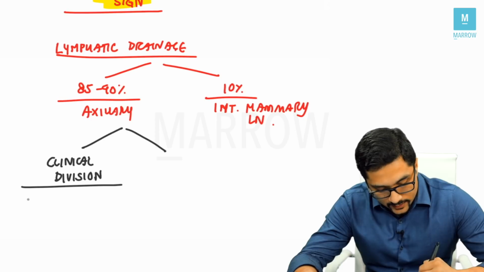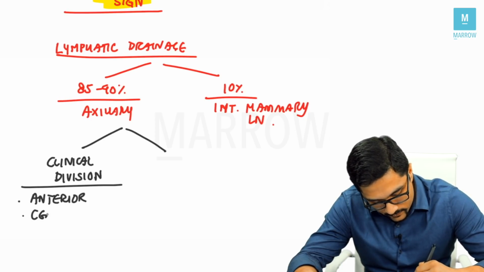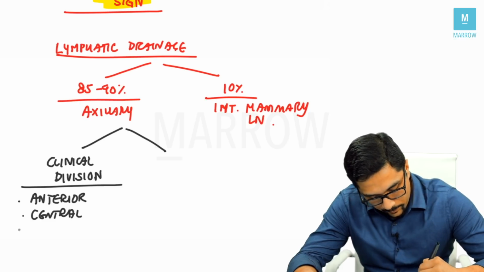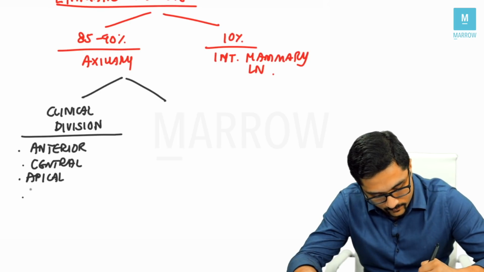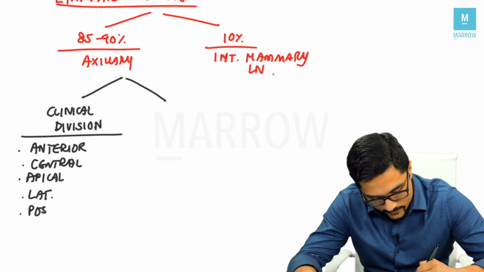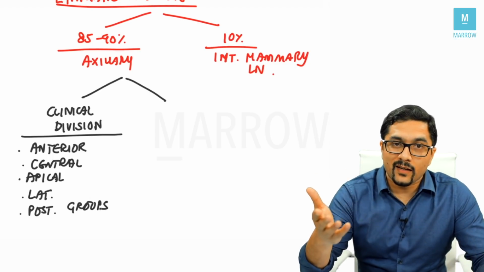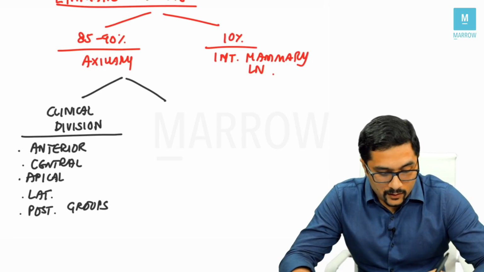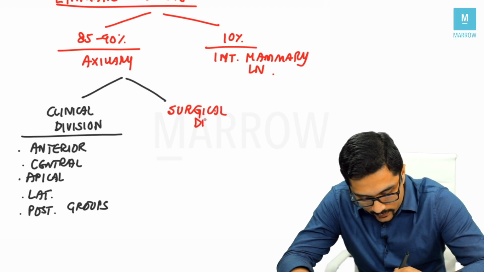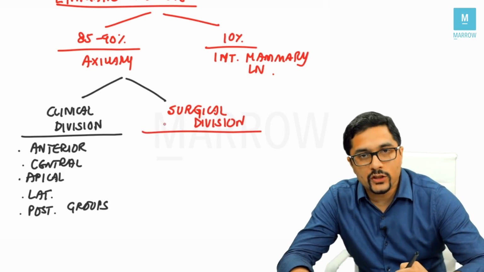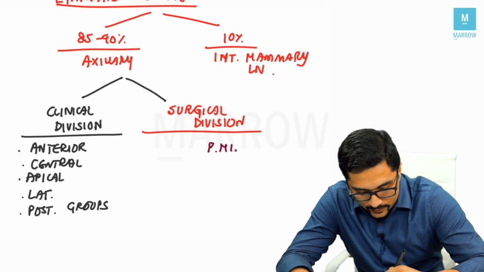The clinical division is into anterior, central, apical, lateral and posterior groups. So this is the clinical division when you're presenting a case or in your viva. But the surgical division of the axilla, when I'm doing a surgery, is what is important for me. The surgical division of the axilla is based on the pectoralis minor muscle.